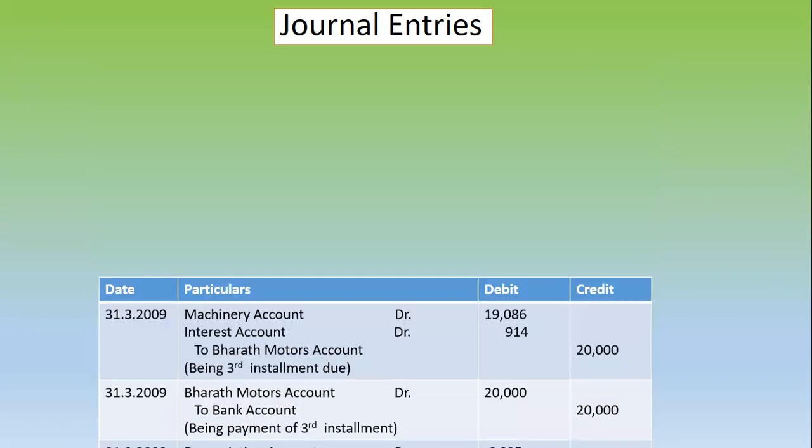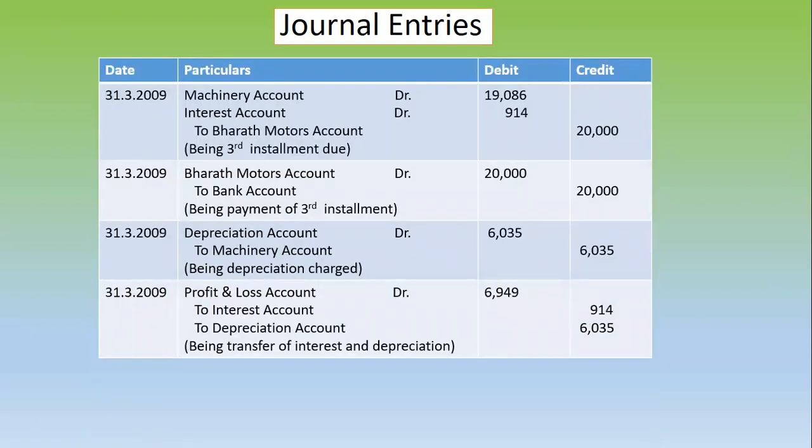Now we can move on to the last installment, that is the third year, for 2009. He purchased the machine on 1st April 2006, so the entry will start with the 2007 closing date for the first year, for the second year it is 2008, and now we are in the third year, it will become 31st March 2009. Right. Now the first journal entry is for the third installment due. The due amount is 20,000. This 20,000 includes interest of 914 and cash price of 19,086.